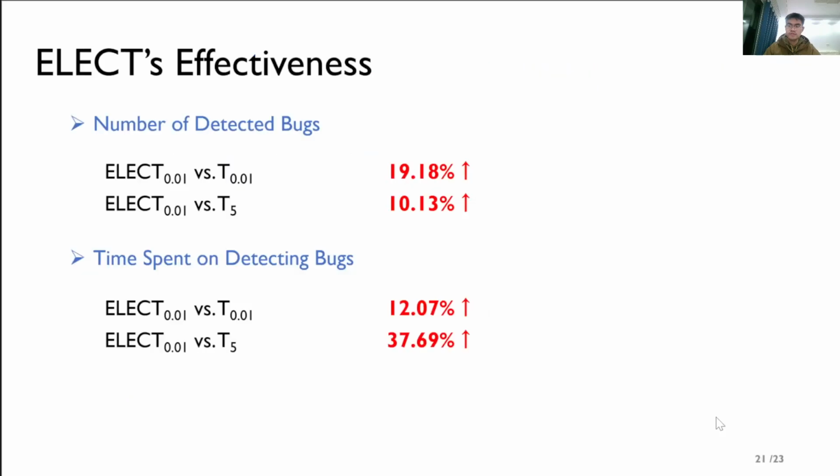Now I'm going to talk about the effectiveness of ELECT. For the number of detected bugs, ELECT can find up to 19.8% more bugs than the baseline. For the time spent on detecting bugs, ELECT can save up to 37.69% more time than the baseline. However, there is not much difference in the results of ELECT 0.01 and T0.1. ELECT 0.1 just took less time than T0.1.